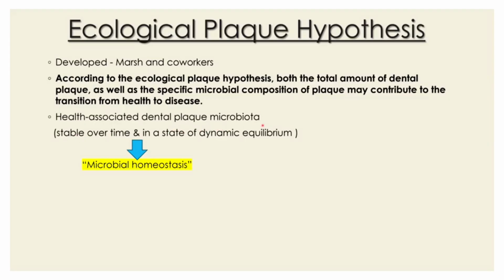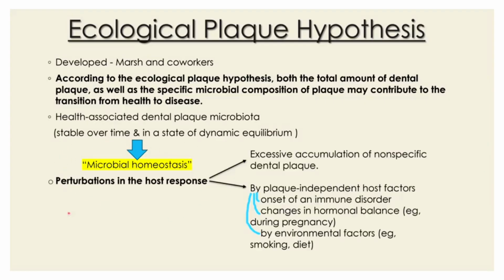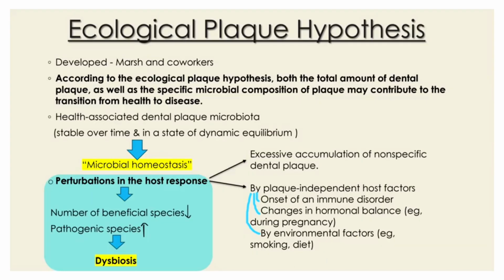Health-associated dental plaque microbiota are stable over time and are in a state of dynamic equilibrium, leading to microbial homeostasis. Perturbations in the host response, like excessive accumulation of non-specific dental plaque, or plaque-independent host factors like onset of an immune disorder, changes in hormonal balance as in pregnancy, or certain environmental factors like smoking and poor diet, cause the number of beneficial species to reduce and pathogenic species to increase. This is called dysbiosis. This disturbance in ecological balance results in disease.